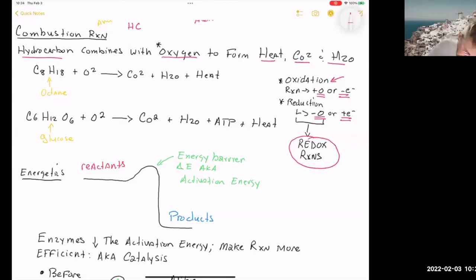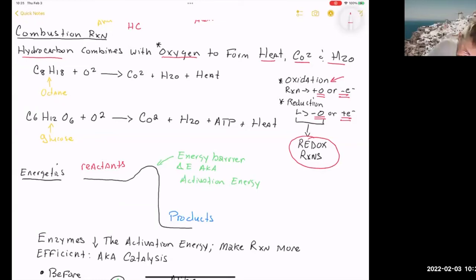So oxidation is adding oxygen or taking away electrons. Reduction is taking away oxygen or adding electrons. And these are collectively known as redox reactions, or reduction oxidation reactions. So this is oxidation here. When you oxidize a hydrocarbon, you have combustion. You can get heat and energy out of it.